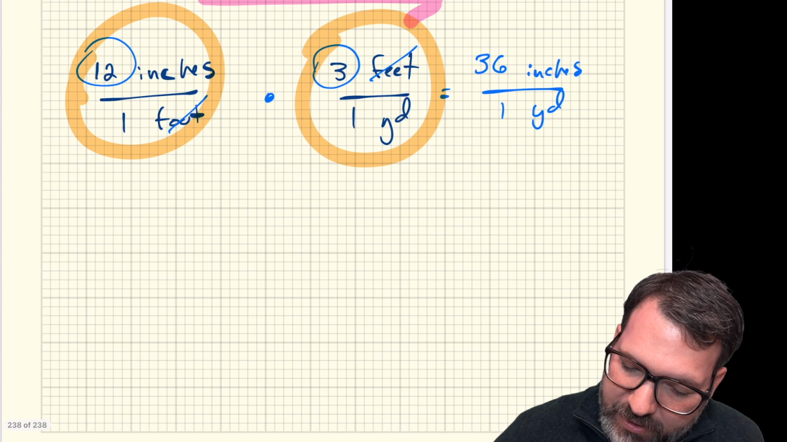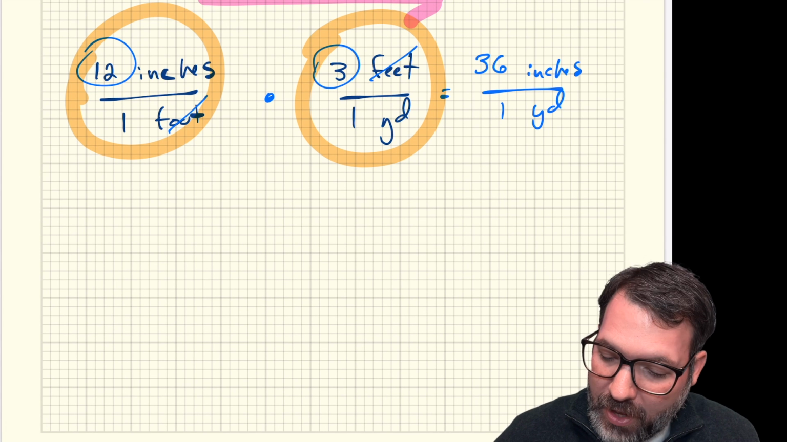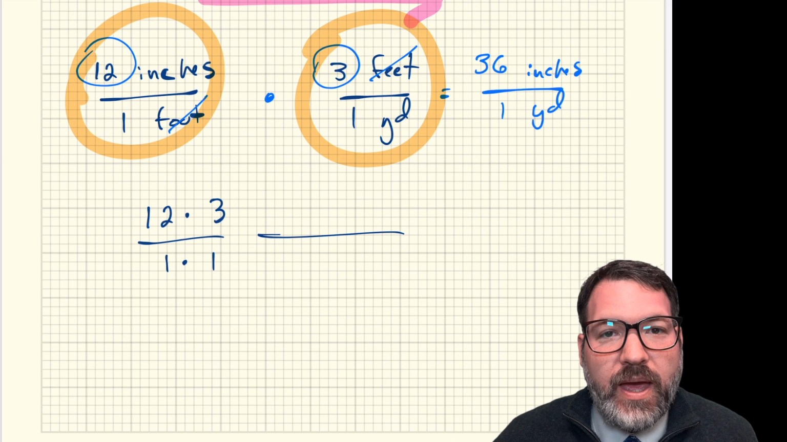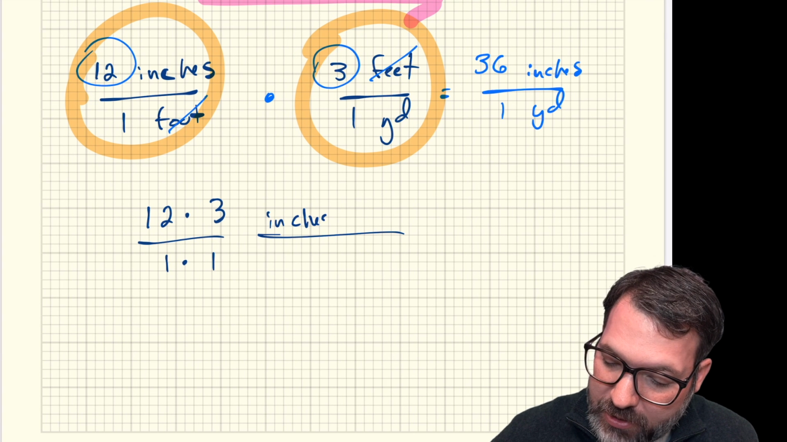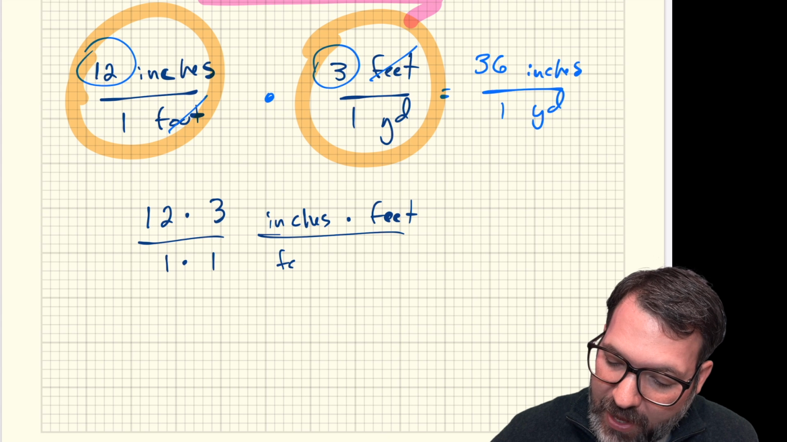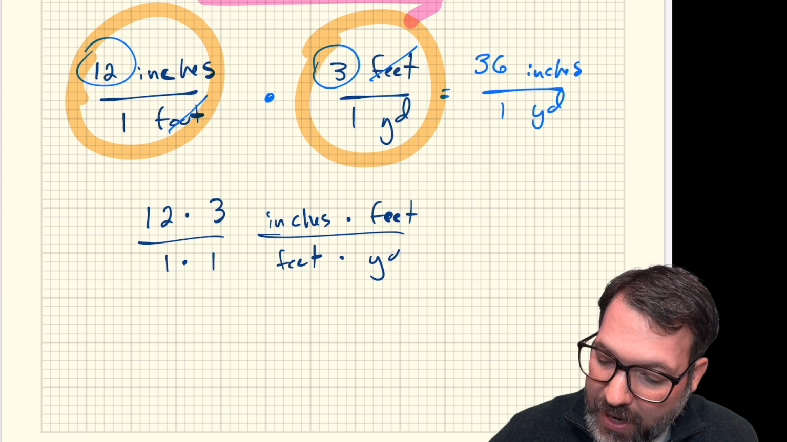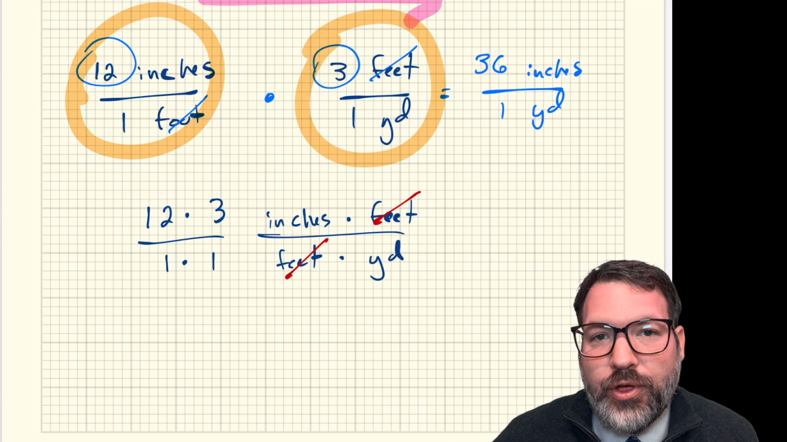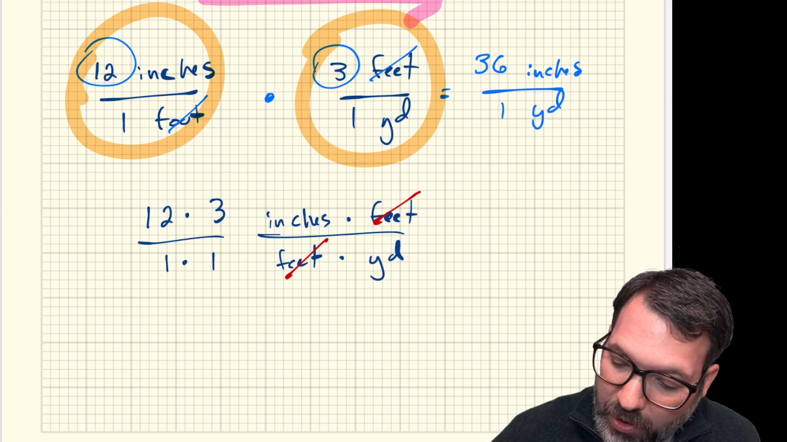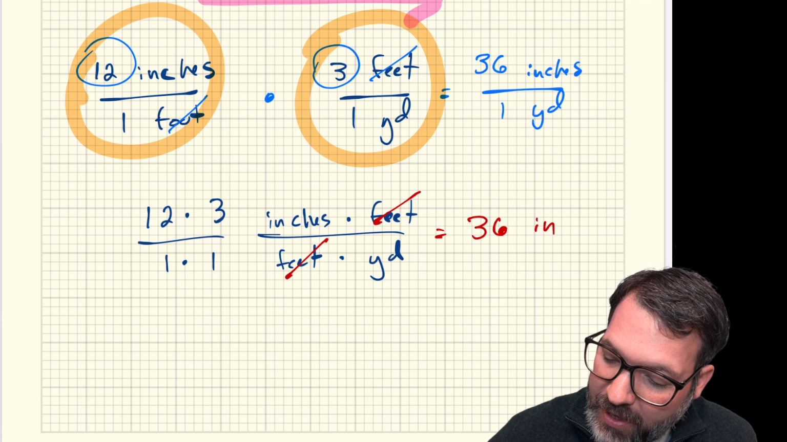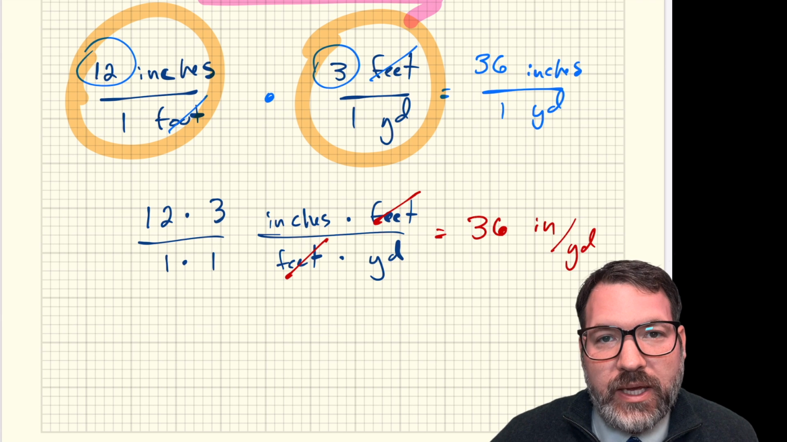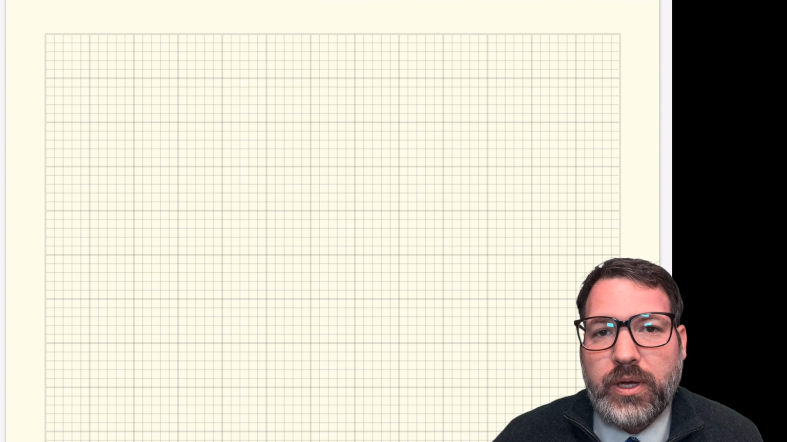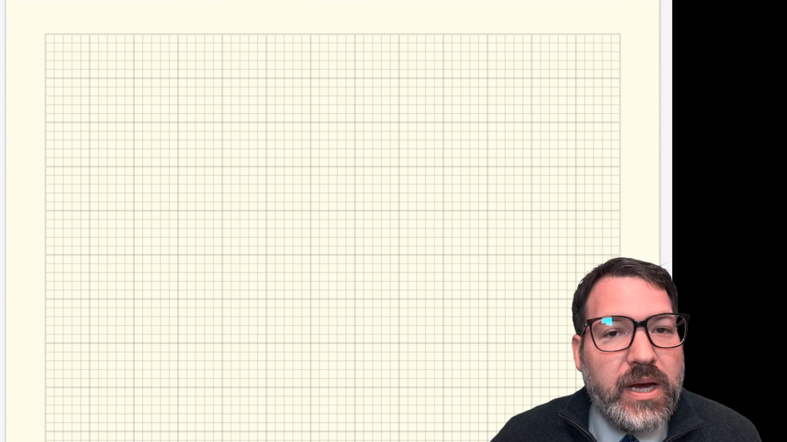If I were to rewrite this same calculation, but I was to separate out the numbers and the units, we have 12 times 3 over 1 times 1. And then as far as the units go, we have inches times feet, and then feet or foot, same thing, times yards. Again, just like we do with common factors, if I have feet over feet, those units themselves cancel out. 12 times 3 is once again 36, and so I'm seeing that relationship 36 inches per 1 yard, or 36 inches per yard.